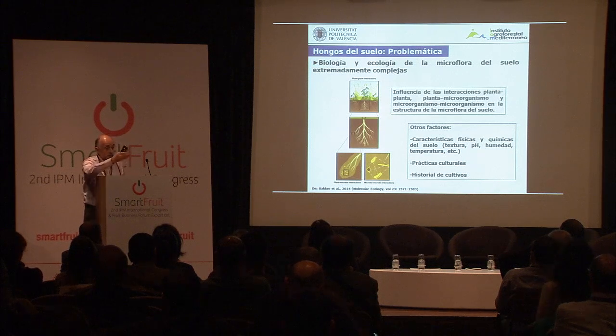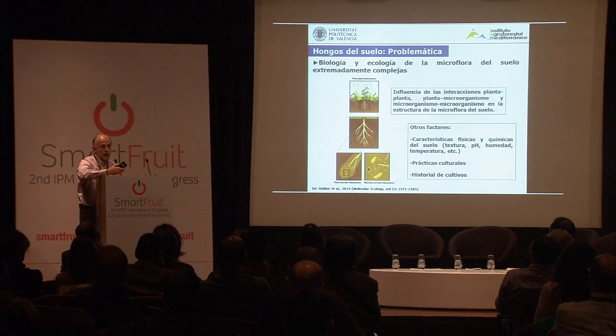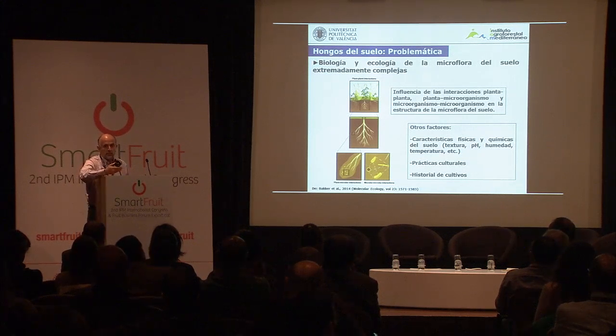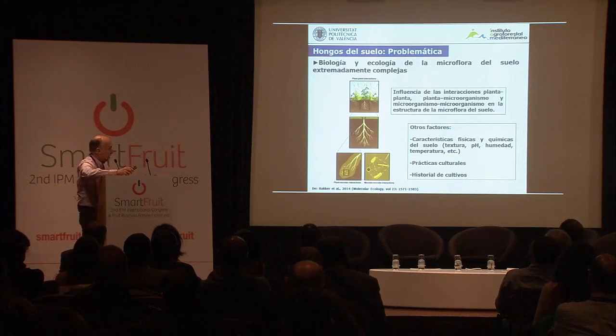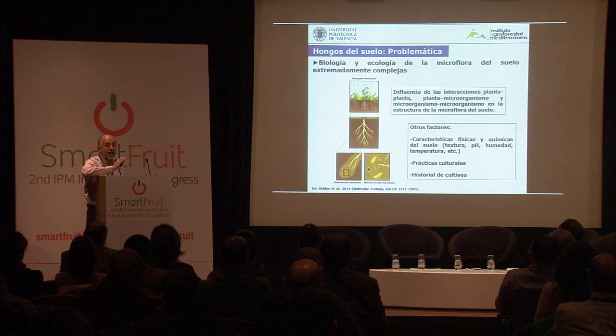There are interactions between the plants and plant microorganisms, and interactions between microorganisms. Also, I'm only going to talk about fungi, but Sorribes just spoke about nematodes, and obviously there are interactions between the fungi and nematodes in the soil, which may favor fungal diseases, and we could talk about that later on. But if we think about interactions between microorganisms, between fungi themselves, there are many other interactions which we do not know about.